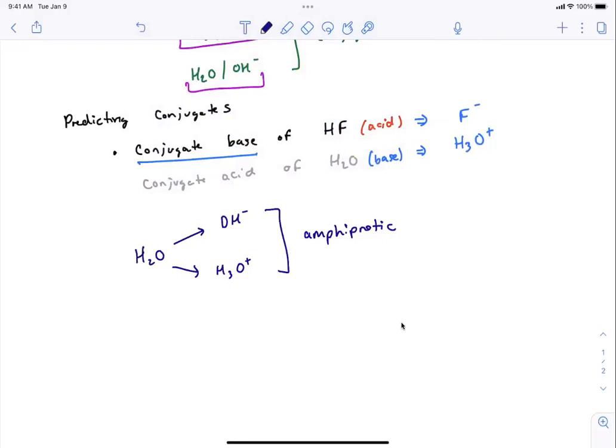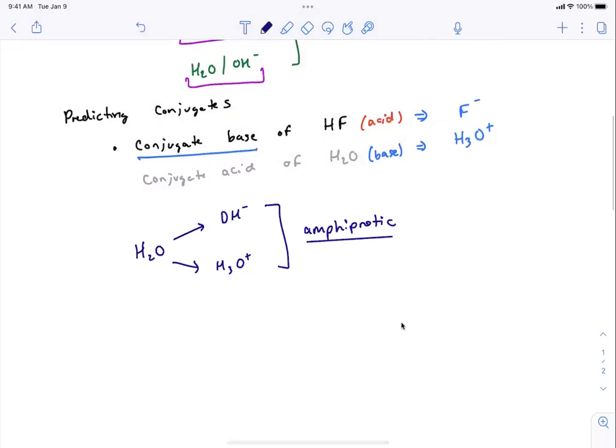Yes, Marina. So you should use the term amphiprotic when you're talking about something that can act as an acid or a base. So an amphiprotic species can act as a Bronsted-Lowry acid or base.